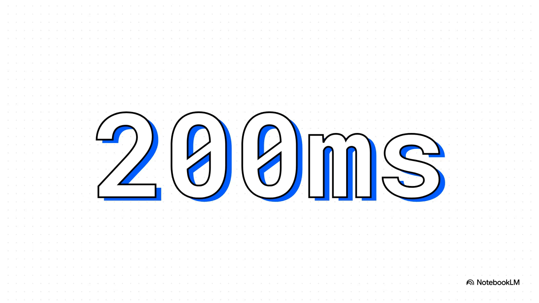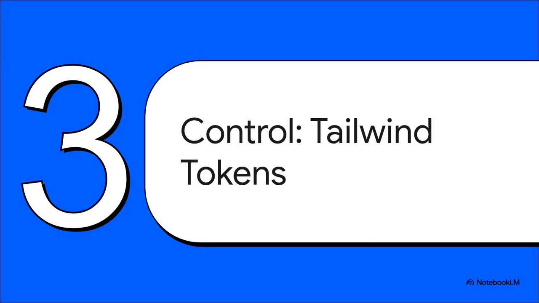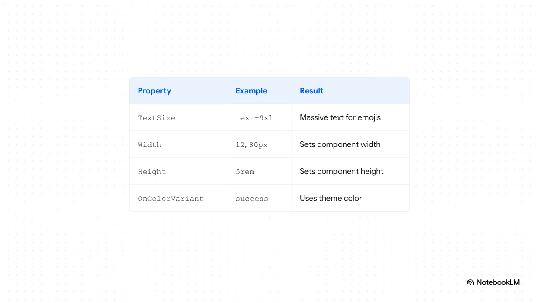All right, you've got your content, you've got your animation, but how do you make it actually look like it belongs in your app's design? This is where a really smart, modern approach to styling comes into play. Well, this is where it gets really clever. It uses Tailwind-style tokens for sizing and theme variants for color. This gives you this incredible level of control with really simple properties. You can set width and height with tokens, and even use theme names like success for your colors.